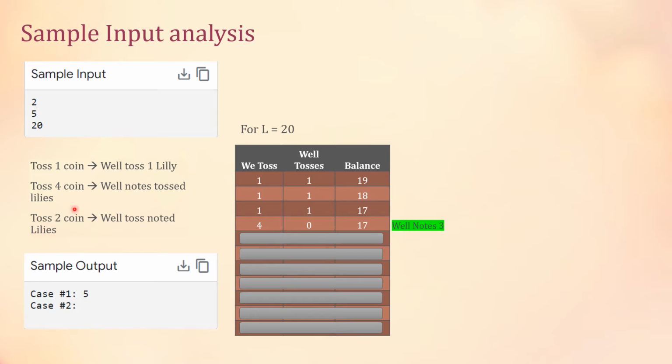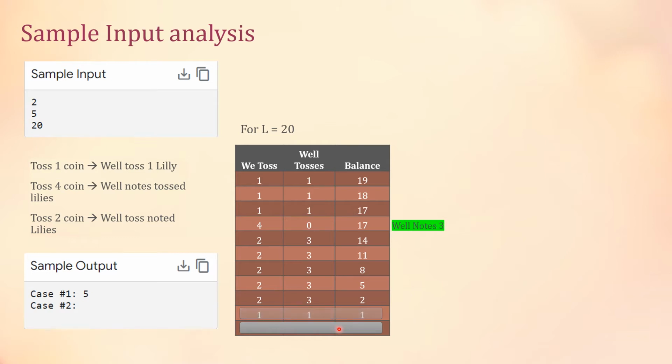After that, we can now ask the well to toss three lilies each using two coins. So we toss 2 coins, the well tosses 3 lilies, and the balance is 17 minus 3, which is 14. Again we toss 2 coins, the well tosses the number of noted lilies, and the balance is 11. We keep repeating this until we get a low number, which is 2. Now we cannot toss 2 coins, because the well doesn't have 3 lilies, so it will not toss any lilies. So we have to toss only one coin.